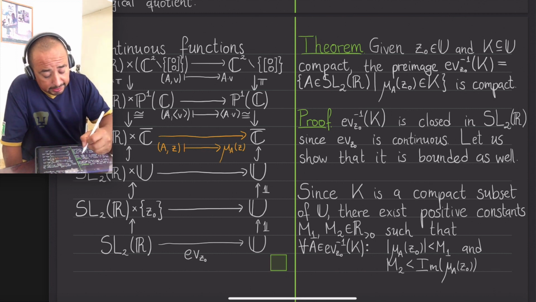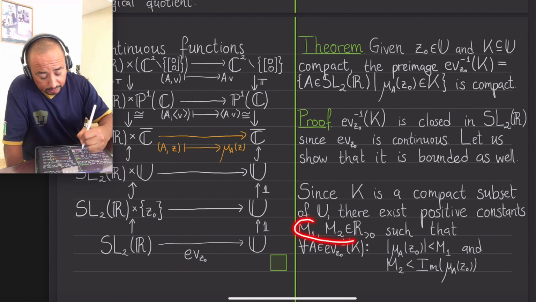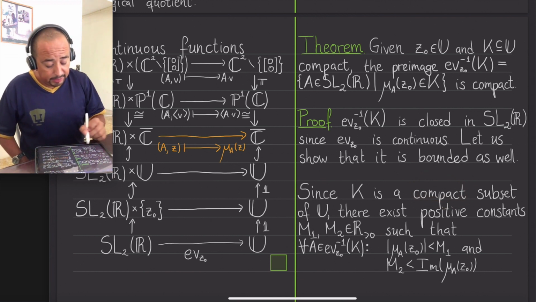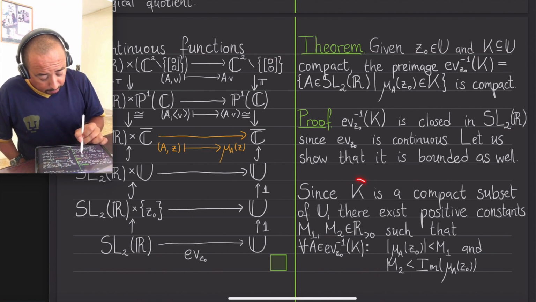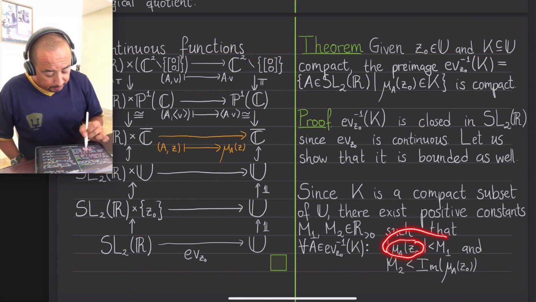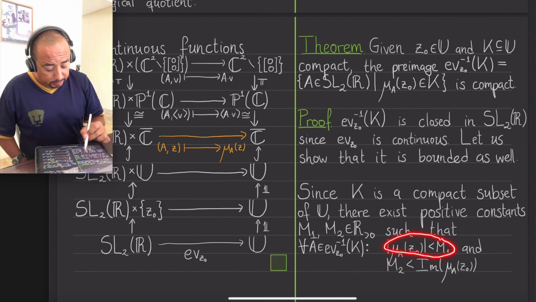Okay, so now since K is compact, there are positive constants that are witnesses of the compactness. One is that the norm of all elements of K is bounded from above by M1. So in particular, for all elements in the inverse image, when I land in K, the norm is bounded. This is just because K is bounded.